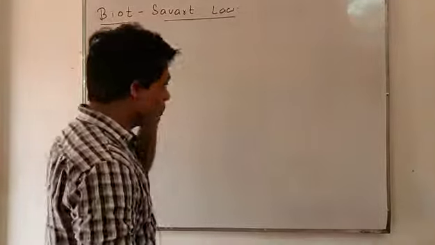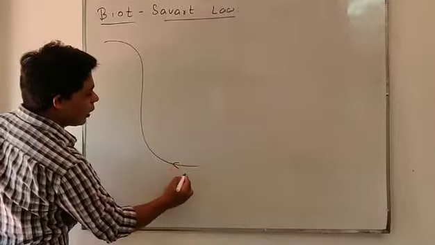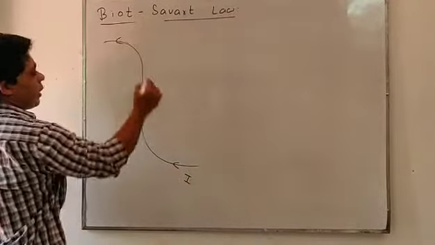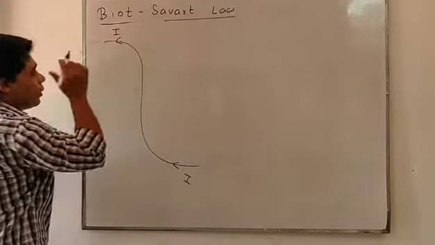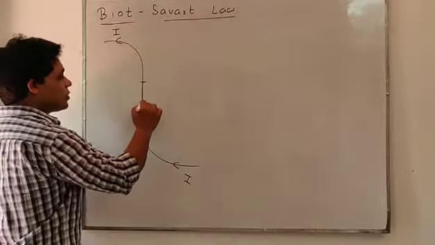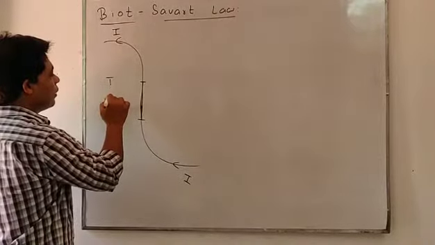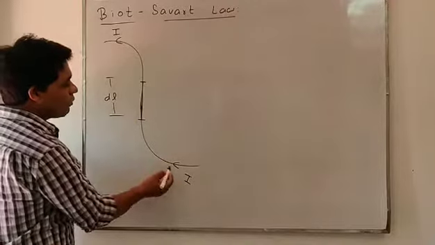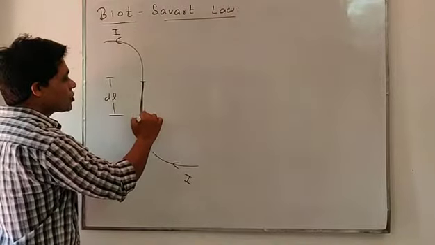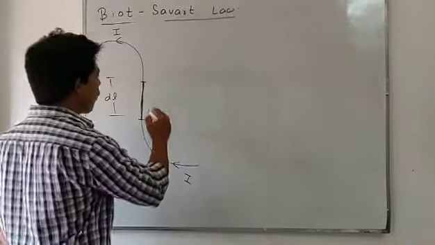Look at students, where is it applicable? Suppose we are having a wire and current is flowing in a wire like this. Okay, and we'll take the partial length. This is the partial length of a wire, dl, and whenever the current flows in a partial length of the wire, then it produces magnetic field.